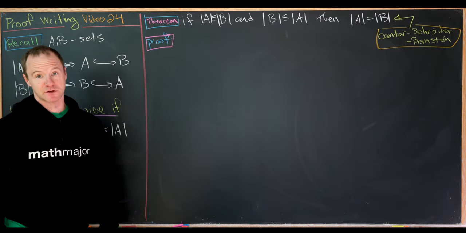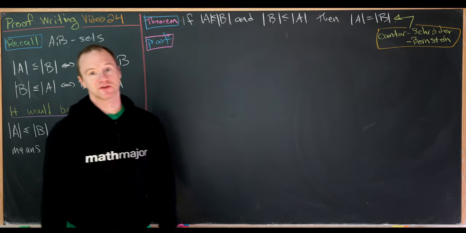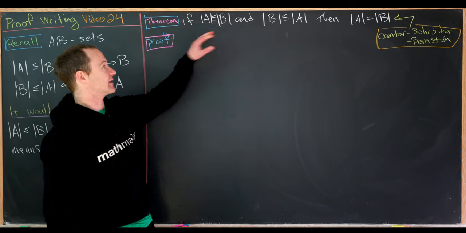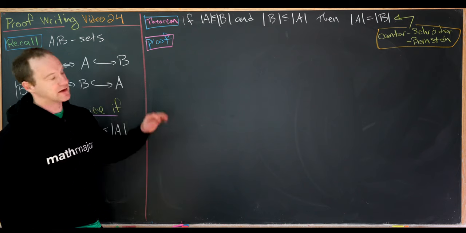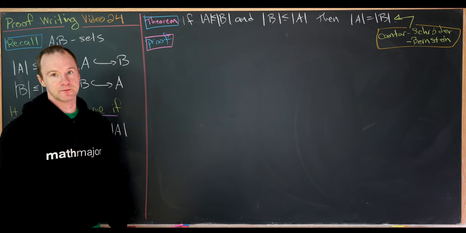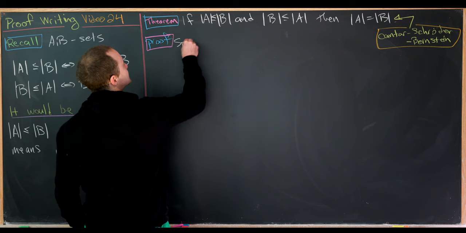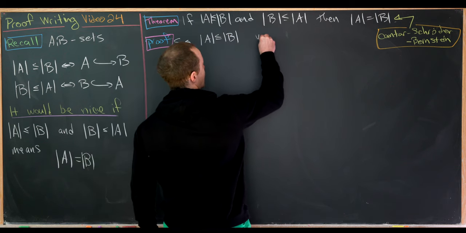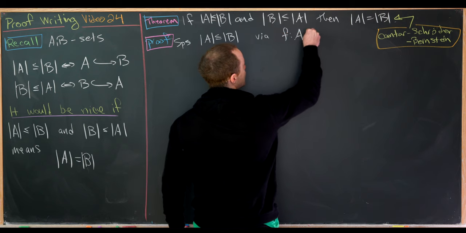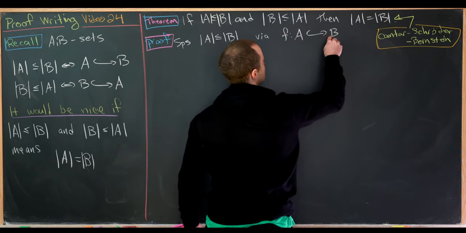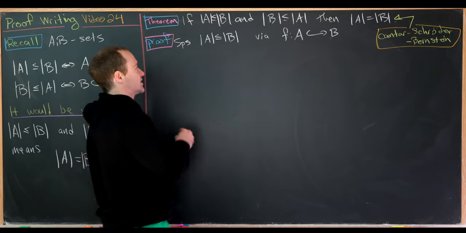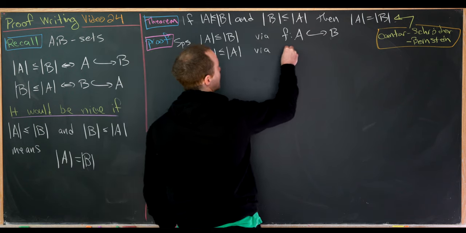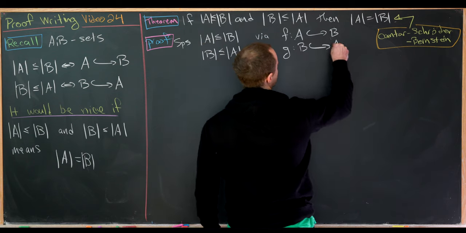Now we're ready to prove the main result for this video, which is, like I said, the Cantor-Schroeder-Bernstein theorem, which says if the cardinality of A is less than or equal to the cardinality of B, and the cardinality of B is less than or equal to the cardinality of A, then they have equal cardinalities. Okay, so let's do that. So let's suppose that we have our setup. So cardinality of A is less than or equal to cardinality of B. And let's say that is via an injection, which I'll call F. So I'll use this hook arrow to indicate that it's an injection. And then we'll also suppose that cardinality of B is less than or equal to cardinality of A, and that's via an injection, which I'll call G.